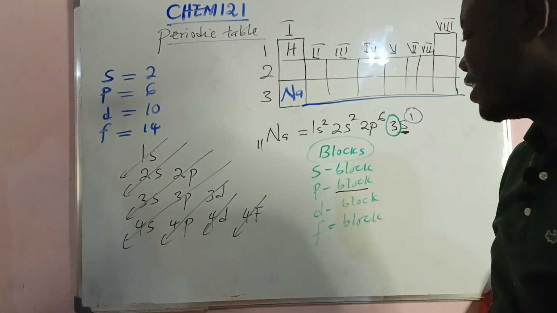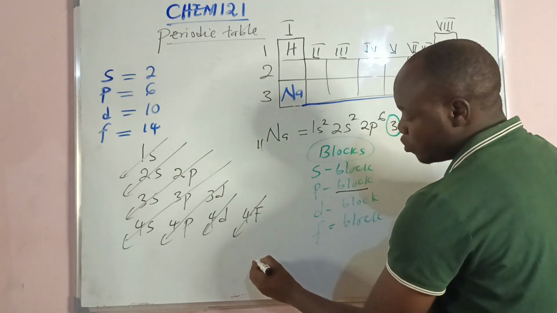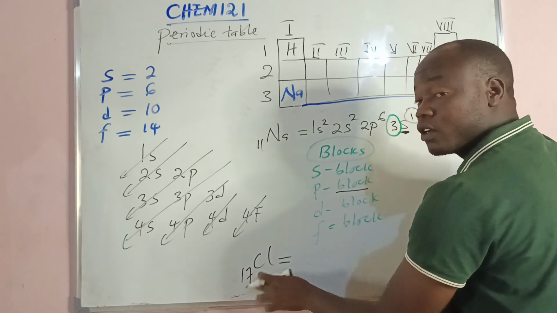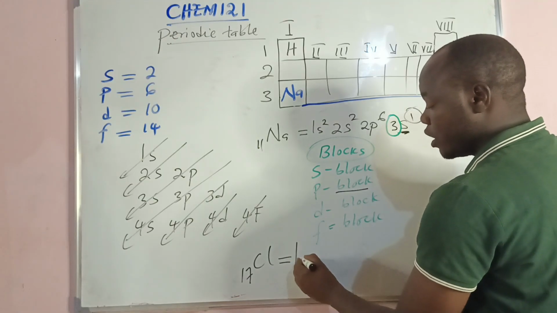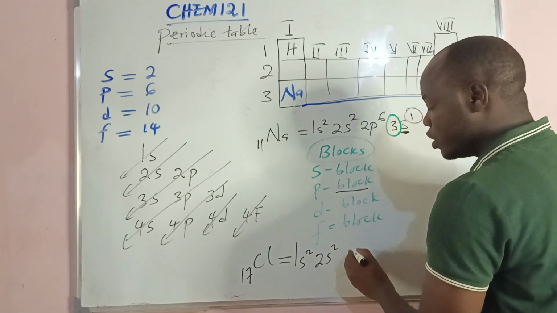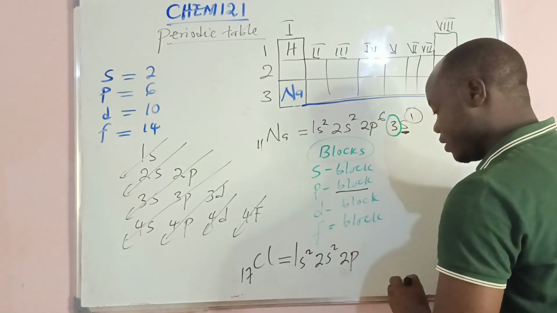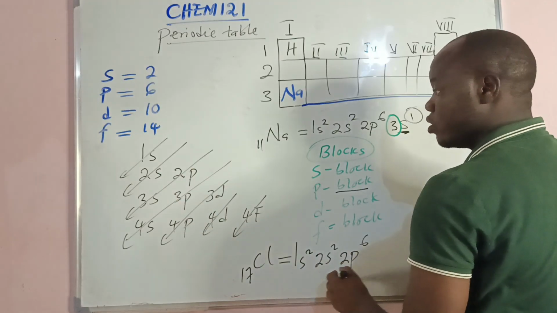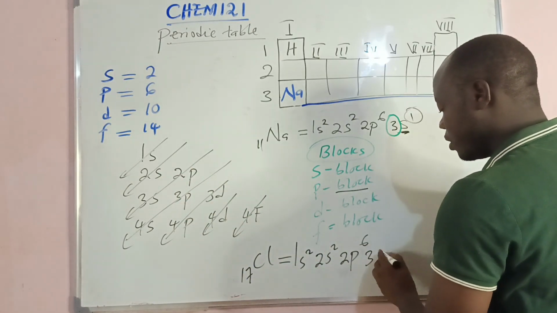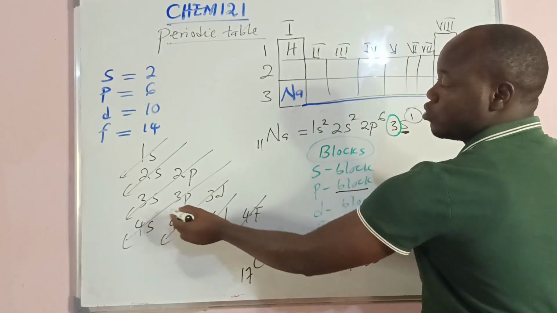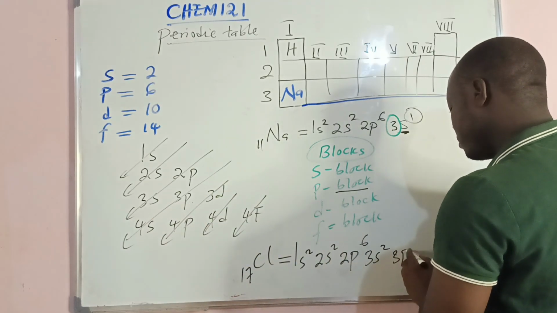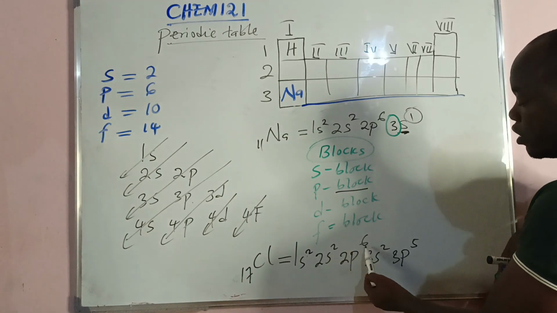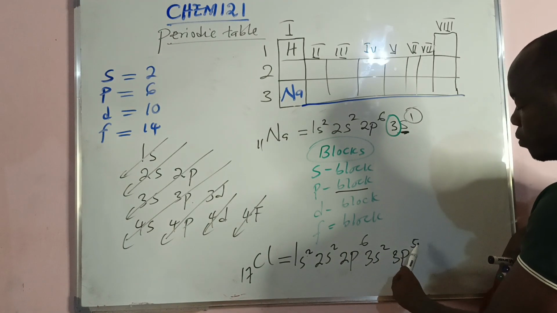So the next thing is, let's say we have chlorine, and the atomic number of chlorine is 17. To draw the electronic configuration of chlorine, we have 1s2, 2s2, then 2p6, then the next one we have 3s2. After 3s2 is 3p, so we have 3p5. So 2 plus 2 we have 4, plus 6 we have 10, plus 2 we have 12, plus 5 we have 17.